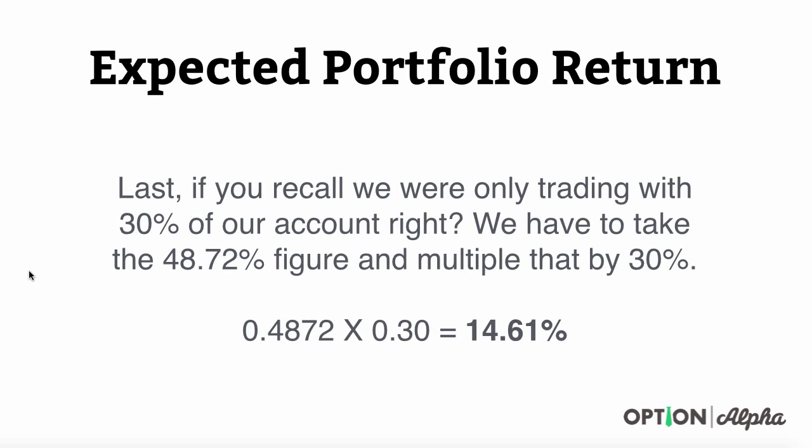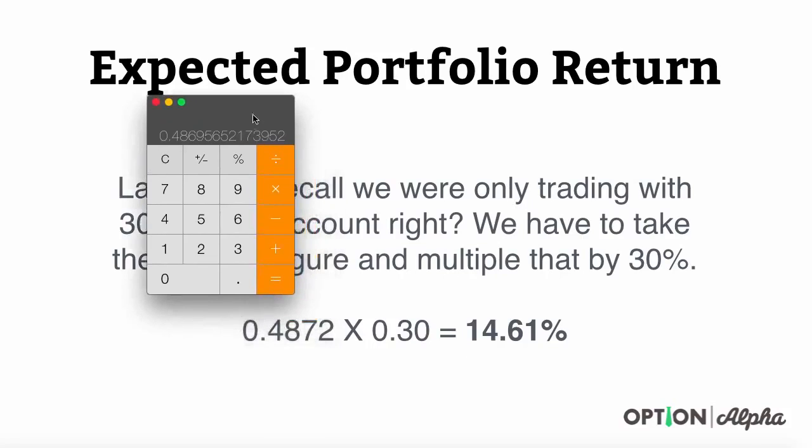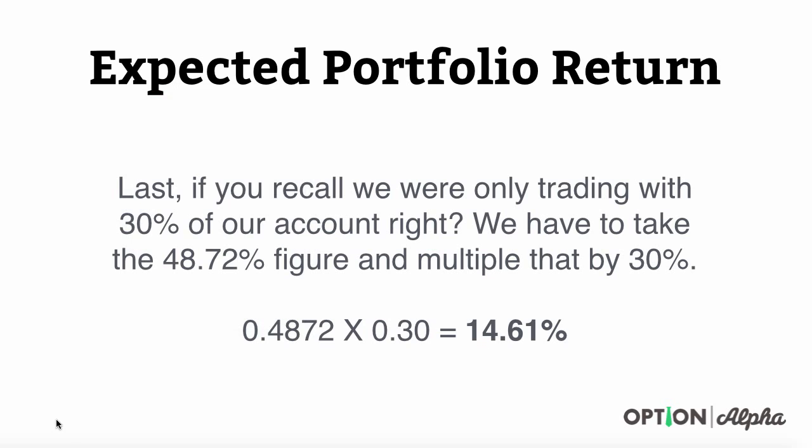The last thing to do, if you recall, is that we're only trading 30% of our account. So we have to take that 48.72% figure and multiply it by 30%, because that's how much money we're actually going to invest out of our entire account. You take that 0.4872 times 0.3, which is 30%, and that gets you an annual return of 14.61. We'll do the final calculation here: 0.4869 times 0.3 gets us 14.608, and we just rounded it to 14.61.